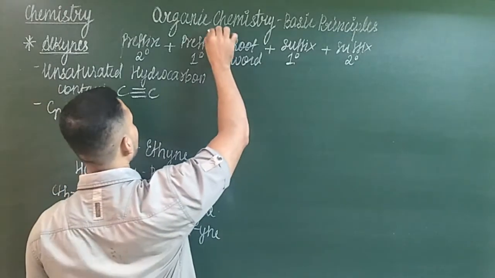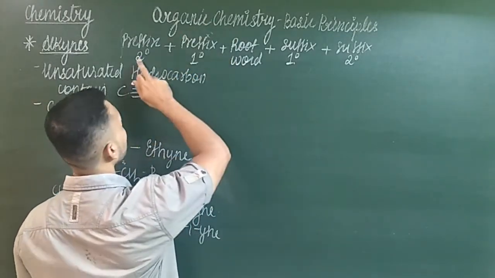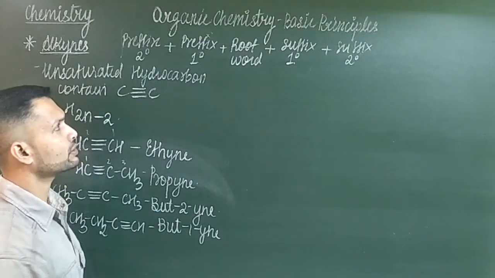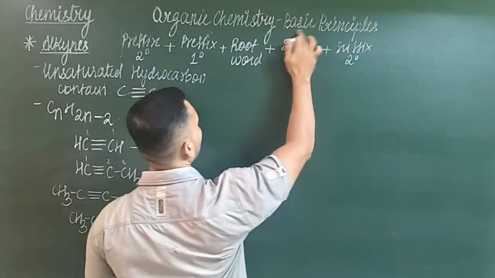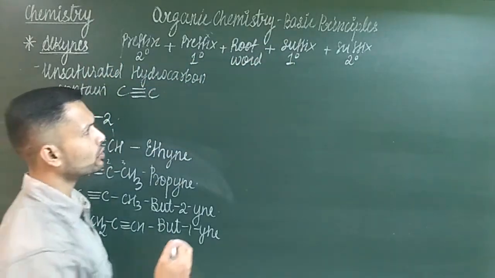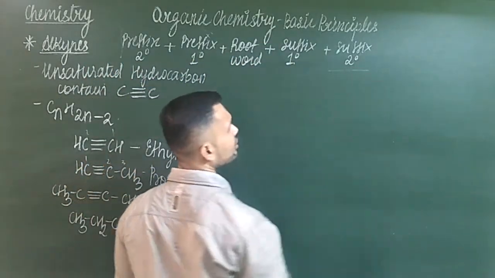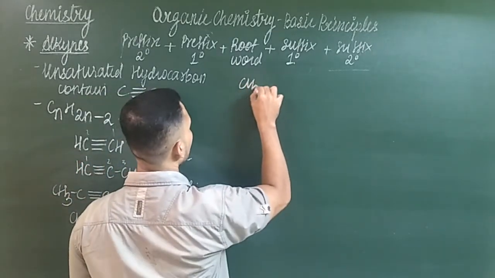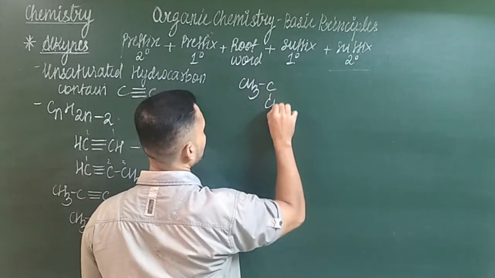Here we are not dealing with the secondary prefixes, meaning the branches, currently. We'll start seeing those examples. Here we have the root word, and the primary suffix is yne, that is the triple bond. So we're not dealing with the secondary prefixes today. Okay. Next, let's see some examples of this.